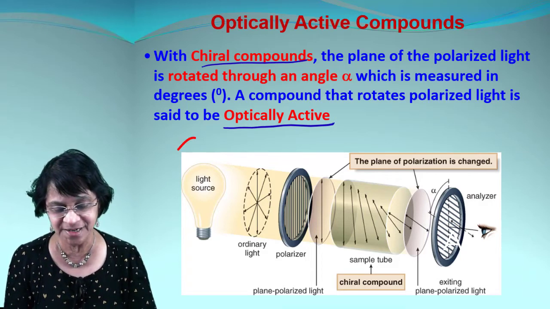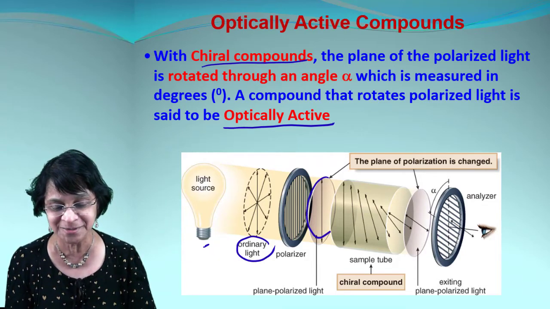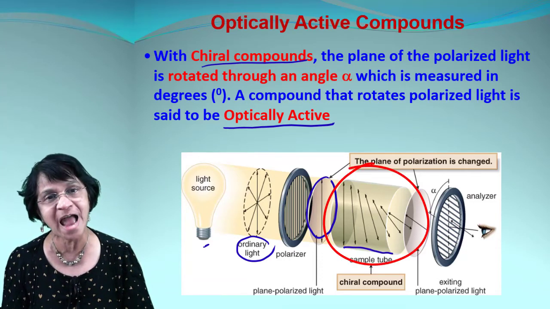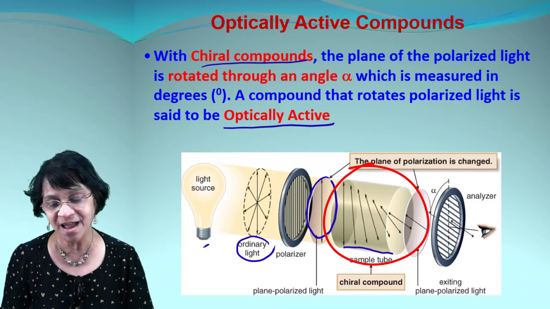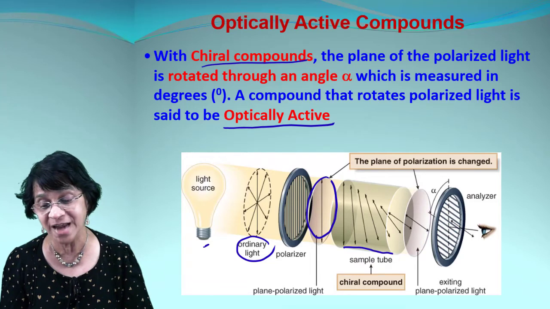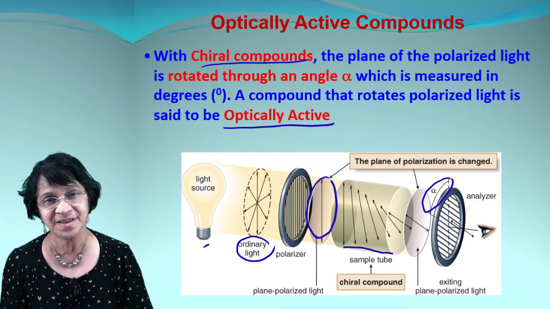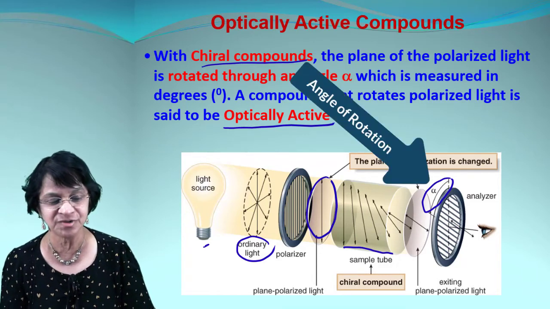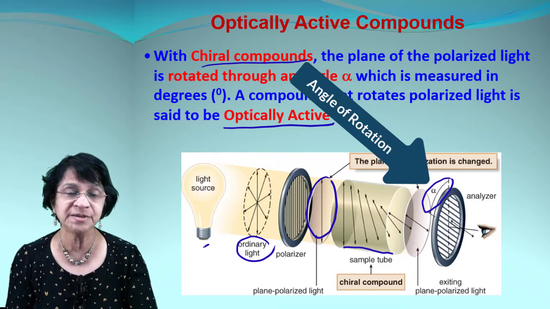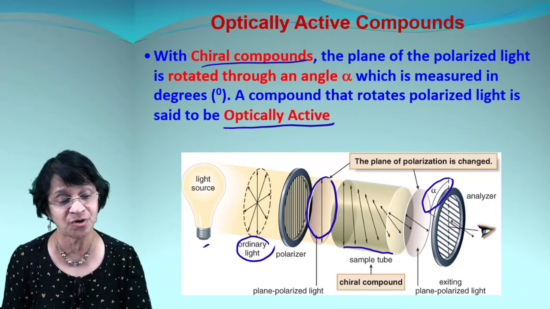Look at the same thing again: the light source is here, that's our ordinary light. This is the polarizer, that's our plane polarized light. And look at what happens in the sample tube. The plane polarized light is getting deflected through an angle, which we denote here as alpha. And of course there is an analyzer which can measure that angle. So this is one of the simple methods to find out whether we have a chiral compound or not.